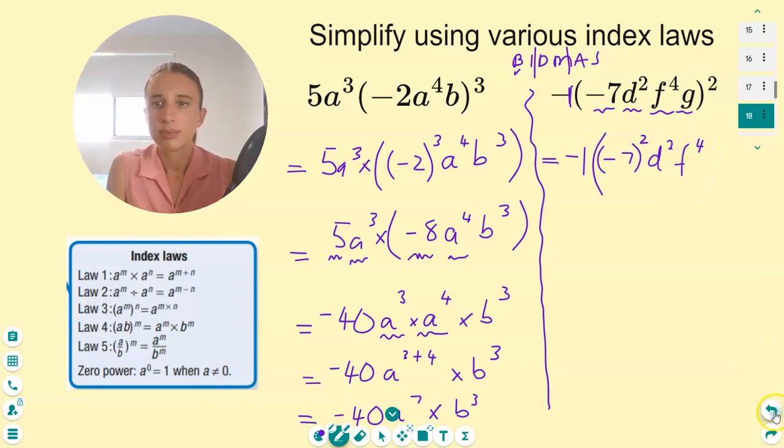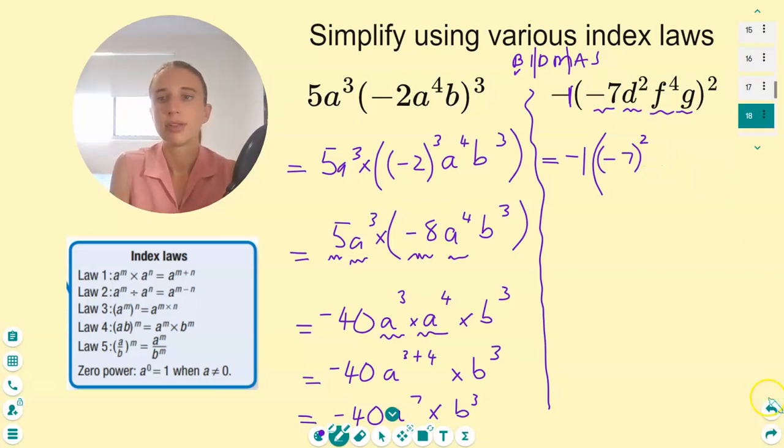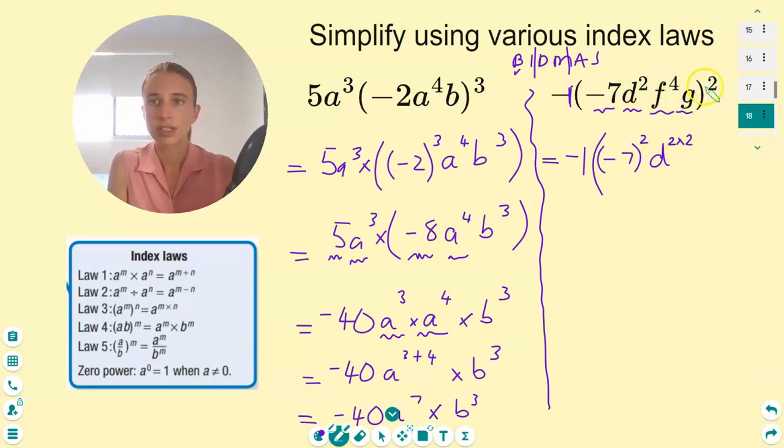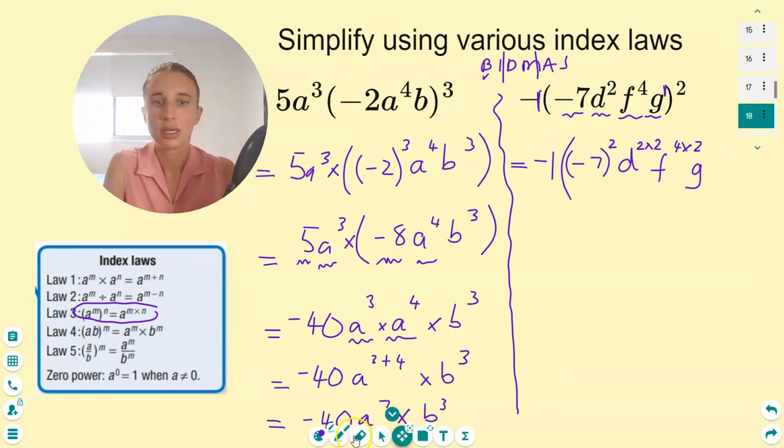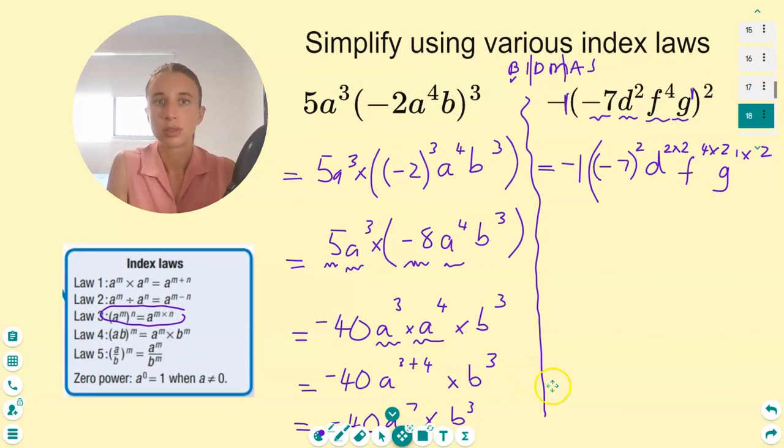Wait, am I doing this right? Oh, I'm losing it. Okay. So negative 7 is raised to the 2. D squared is raised to the 2. Actually, let's get rid of those. D to the 2 times 2, because it's being raised to that power. That's the one we're using here. D to the 2, f to the 4 times 2. There's an invisible 1 there with that g. So let's go g to the 1 times 2. Hopefully you can see that.